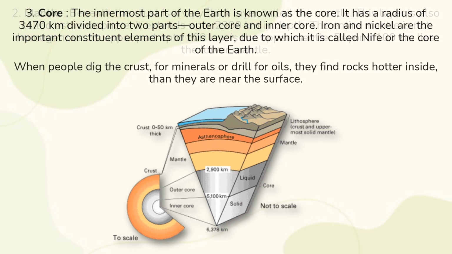3. Core. The innermost part of the Earth is known as the core. It has a radius of 3,470 kilometers, divided into two parts, outer core and inner core. Iron and nickel are the important constituent elements of this layer, due to which it is called nife, or the core of the Earth. When people dig the crust for minerals or drill for oils, they find rocks hotter inside than they are near the surface.